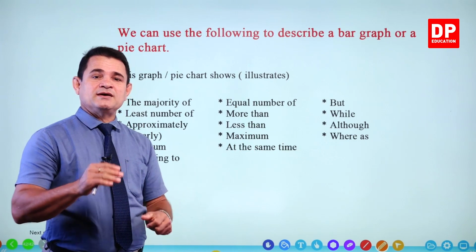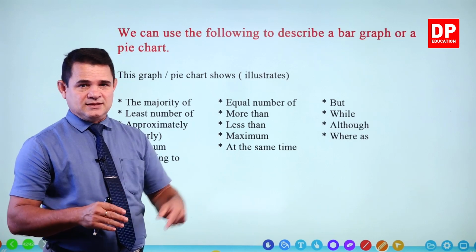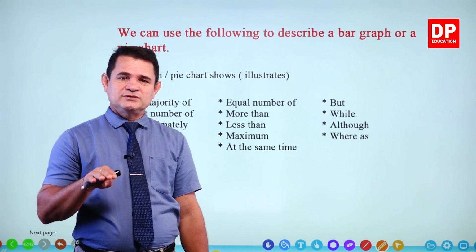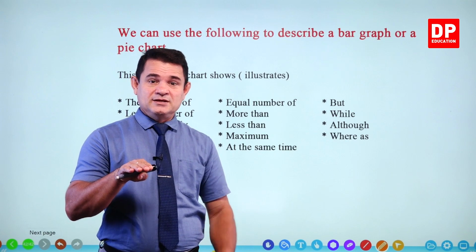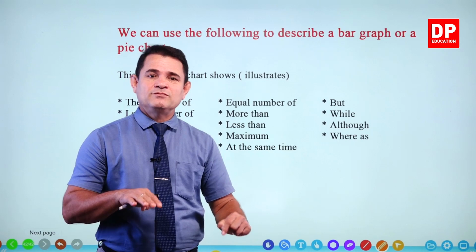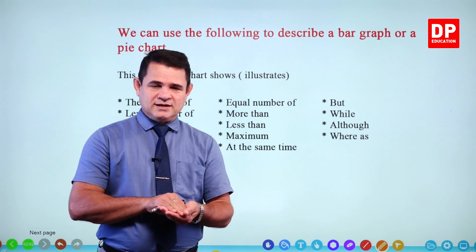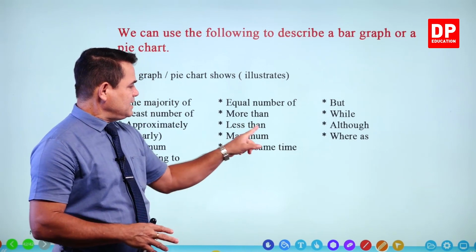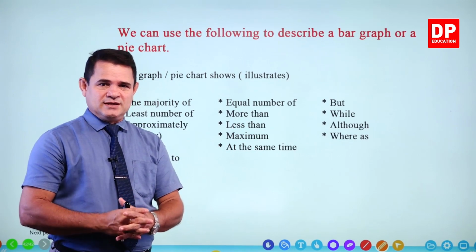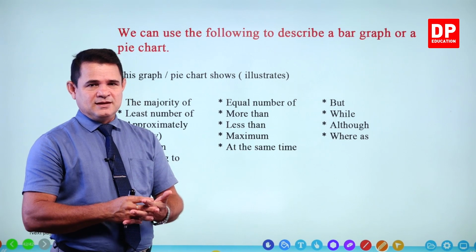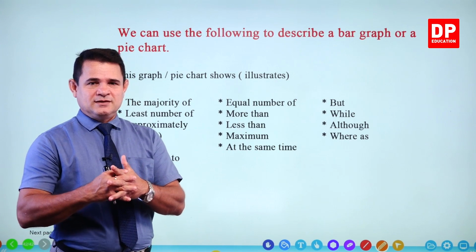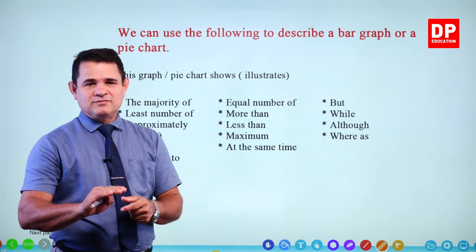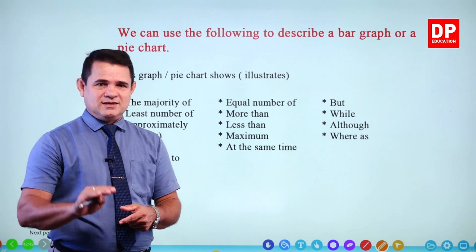More than, when you compare something with another thing. More than means greater than. The number of students who like cricket is more than the number of students who like volleyball. And less than. The number of students who like netball is less than the number of students who like hockey. Like that.